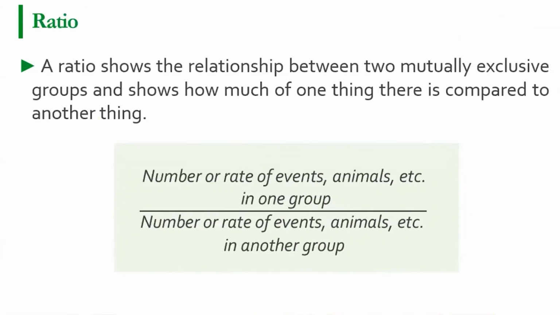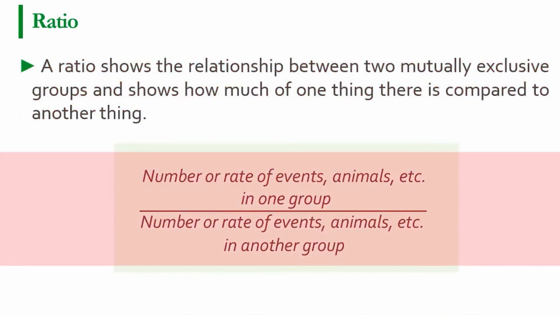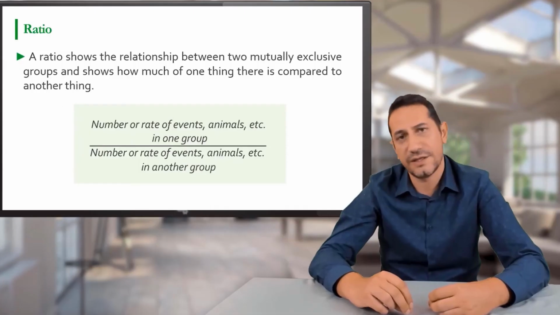Going to the ratios, basically ratios are measures which are used to compare two values to each other, and they are a relationship between two mutually exclusive groups. The formula to derive ratios is specified as a number or a rate of disease or events, or counted things of interest, in one group above the number or rate or events in another group. And that's how we define a ratio.